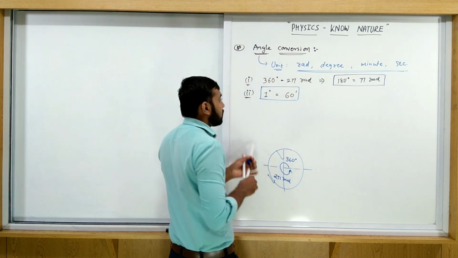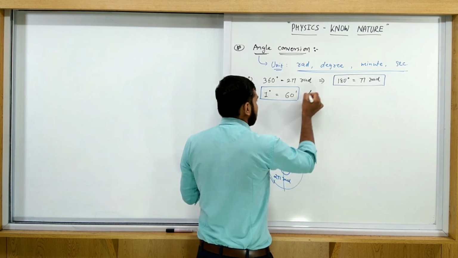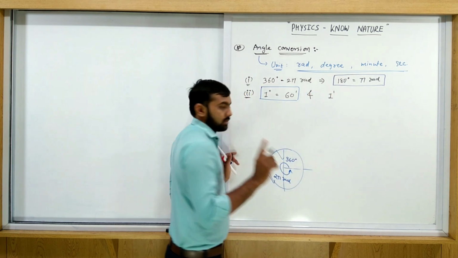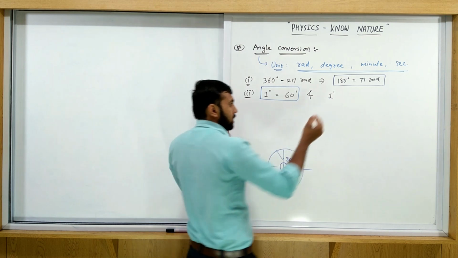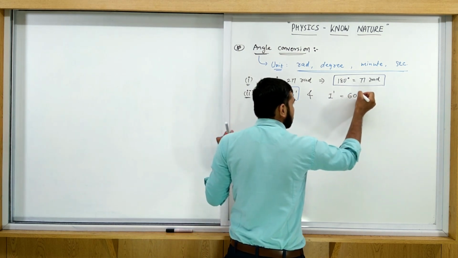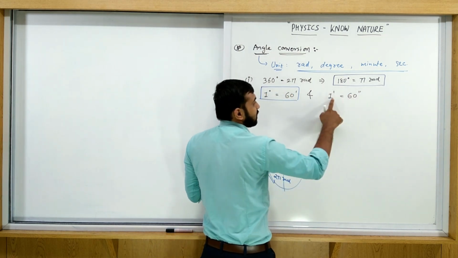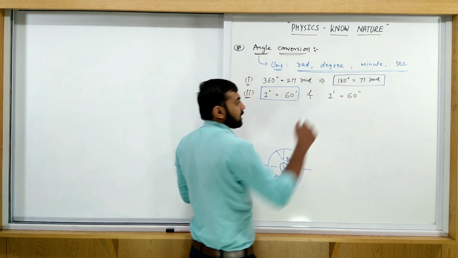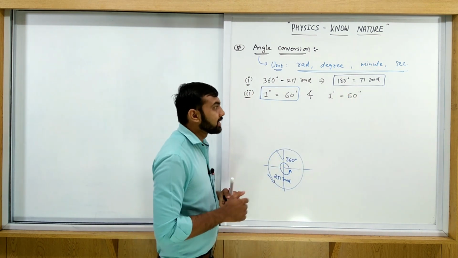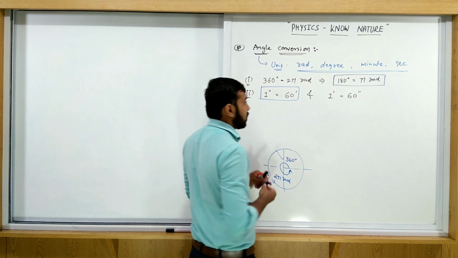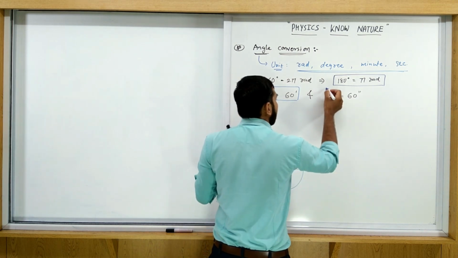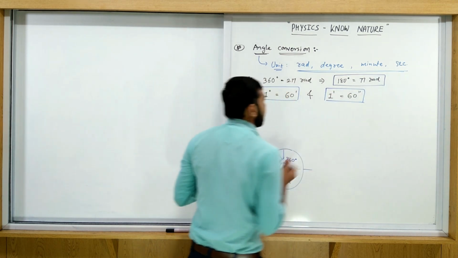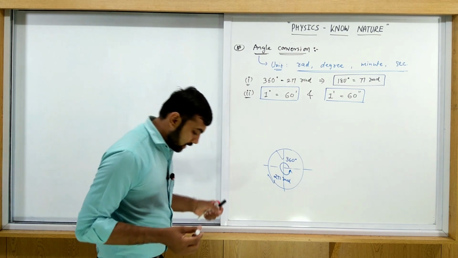and the third one, all of you must remember it also. 1 minute is equal to 60 seconds. This is represented like this: 1 minute is equal to 60 seconds. Double dash means second, and one single dash means minute. So we have to remember these three relations for angle conversion.